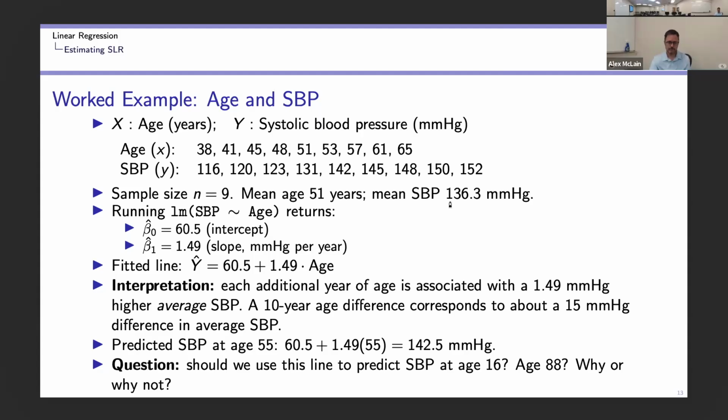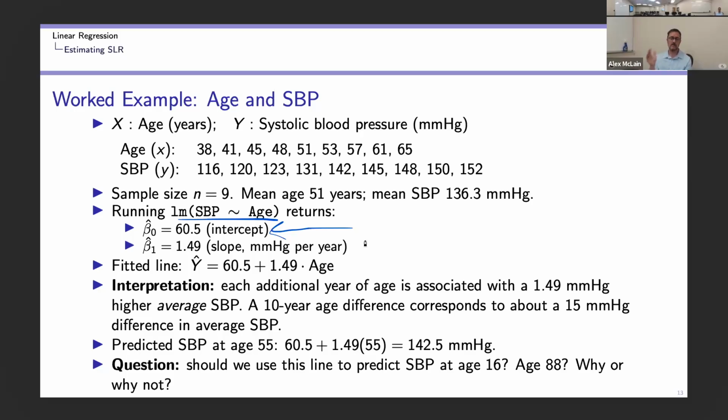136.3. This is how we would run a linear regression in R using the lm command. And for this example data, we would get beta 0 hat equals 60.5, and beta 1 hat is 1.49. So the 60.5, this would be the average systolic blood pressure for someone when their X is 0.